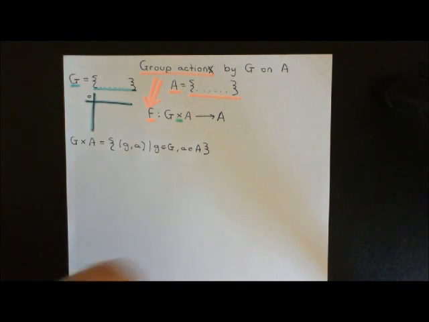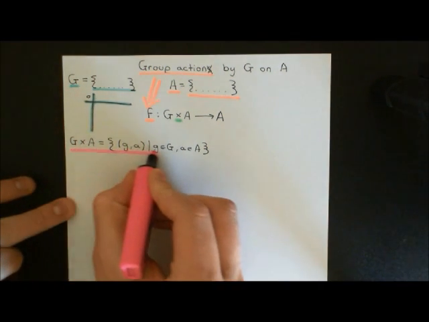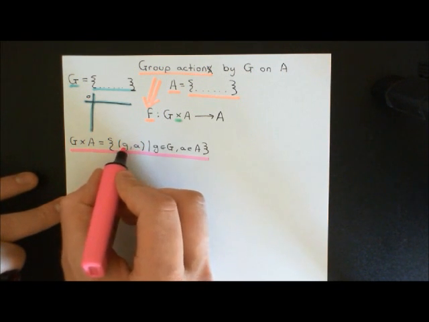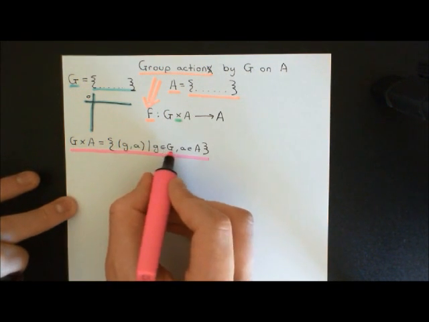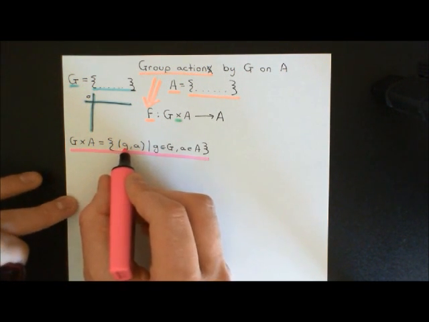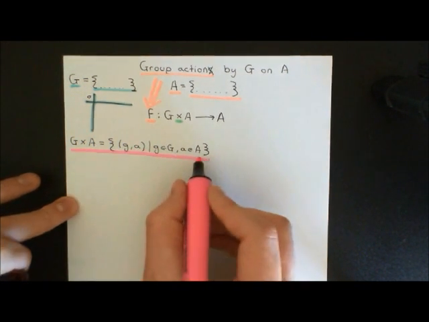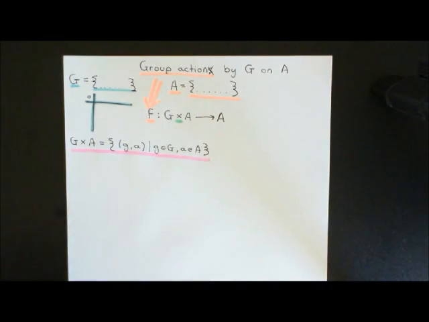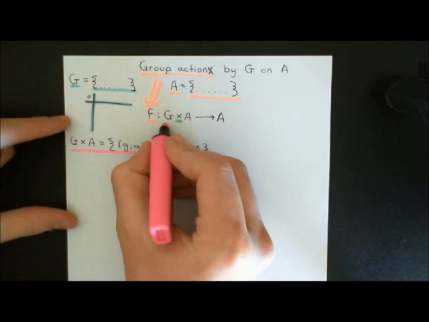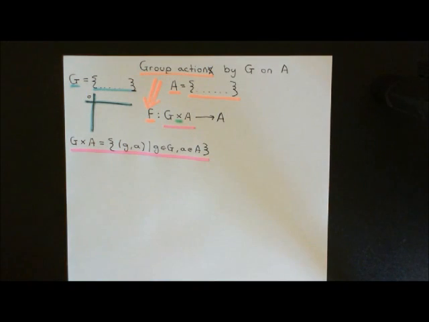I'll just underline this in vivid purple here. So it's all things of this form, little g, little a. You can let little g go over every element of the group, and for every element of the group that you put in this first socket, you let little a vary over all elements of the set capital A. So you get every possible combination of an element from the group with an element from the set capital A.